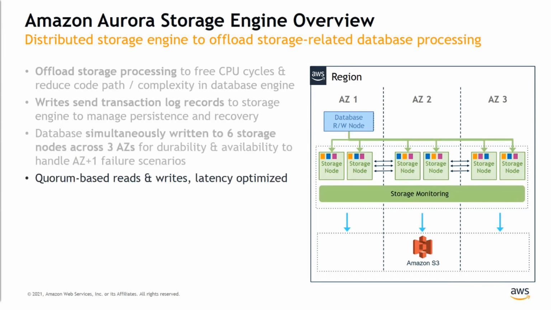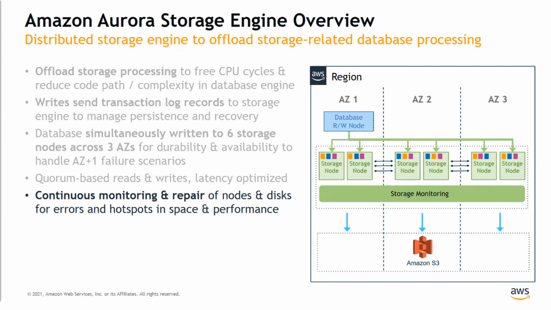We use a quorum-based model that we heavily optimize for latency. So if you look at write latency on Aurora versus write latency on an EBS-backed RDS engine, you'll find that they're effectively the same, even though we're writing the data to 6 different storage nodes across 3 AZs. And we've done a lot of work in optimizing the network in order to enable this sort of innovation.